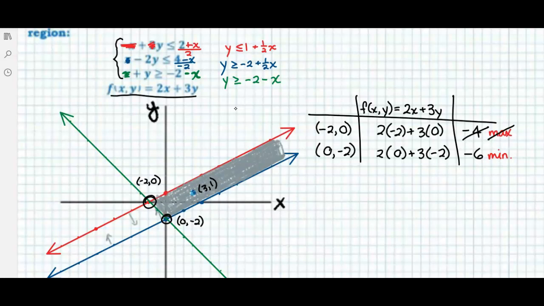So when you're doing this, you're going to find a max and a min from your table, but then you need to pick another point and see if it eliminates one of your answers. So for this problem, we will have a minimum at this vertex, but we will not have a maximum because we could always find another point that keeps beating out the previous record for the maximum.